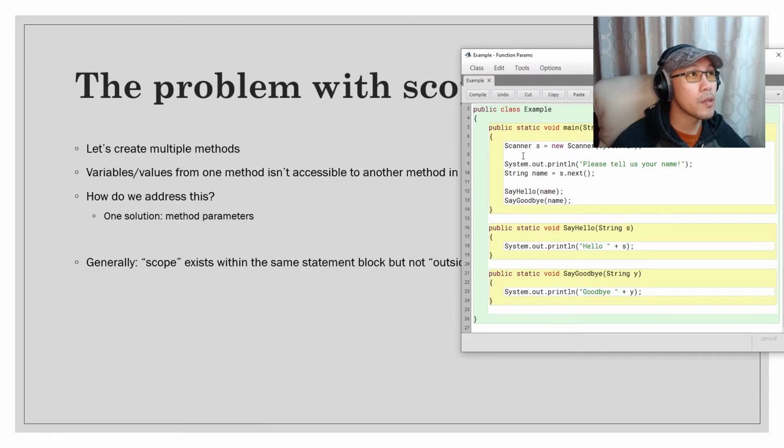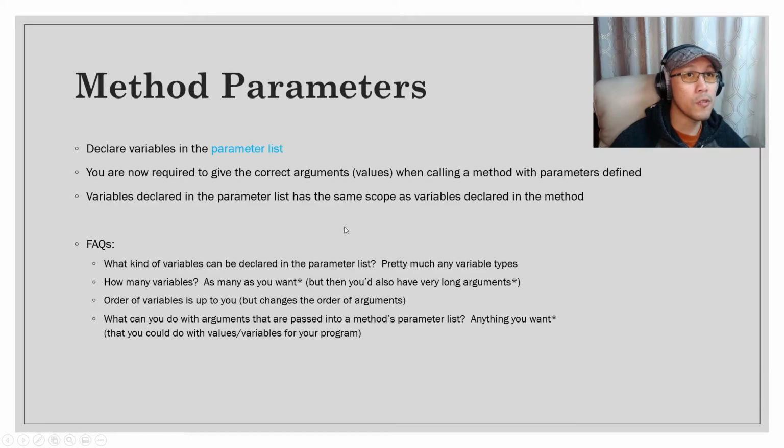Coming back over here, Scanner s and String name are inside of this one yellow statement block, and they don't exist inside of sayHello or sayGoodbye. We make it possible for s, but now instead of a Scanner s, we have String s. We make it possible for String s to be available inside of sayHello, and String y to be available in sayGoodbye by declaring it in the parameter list. Okay, so I hope I'm not going too fast in there.